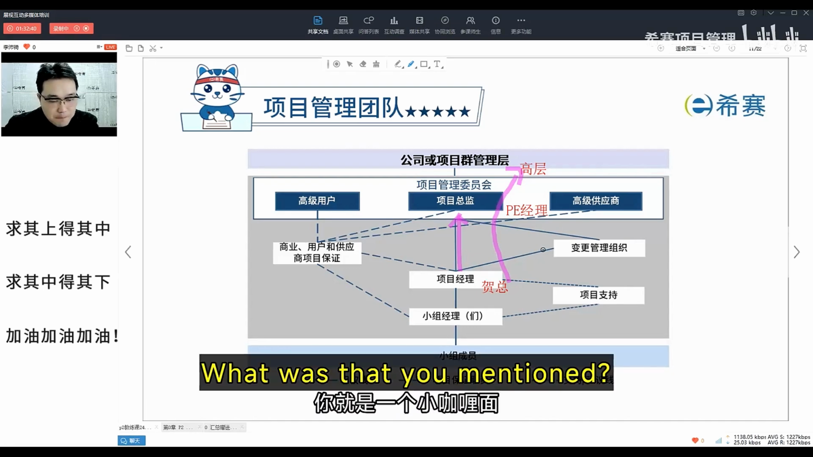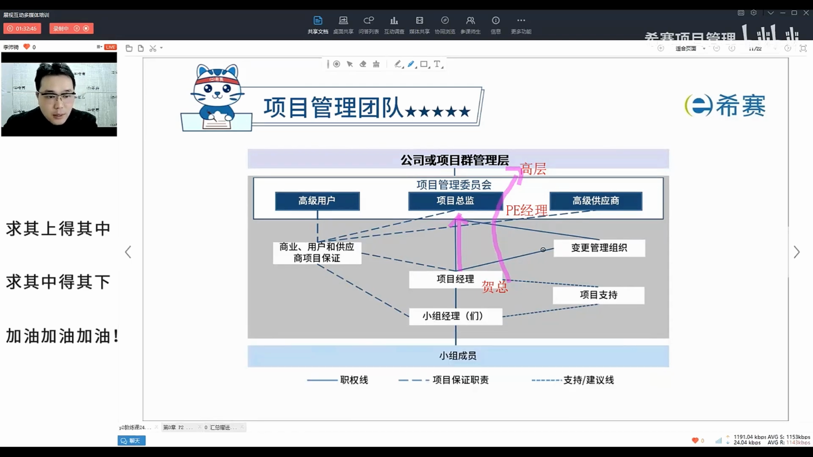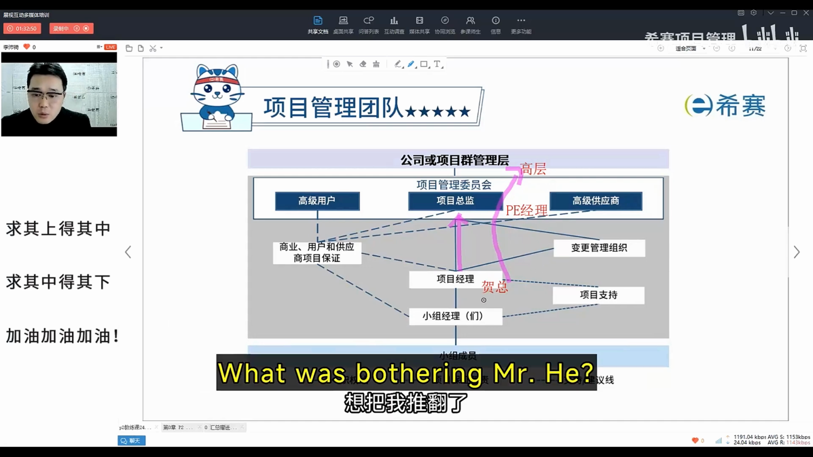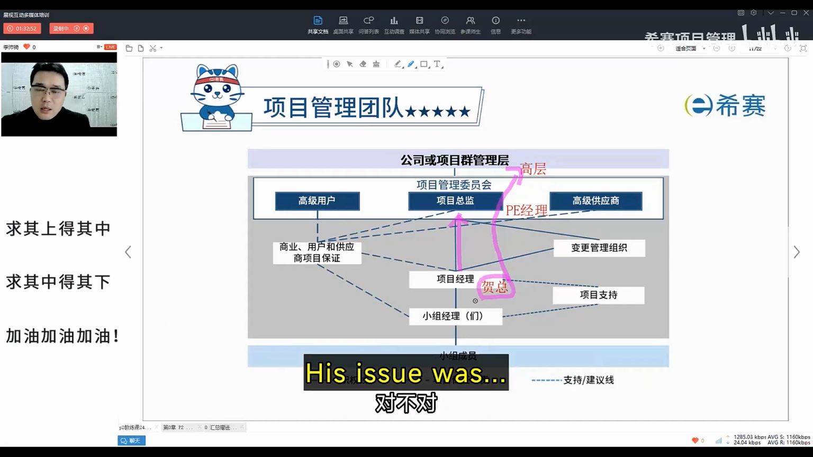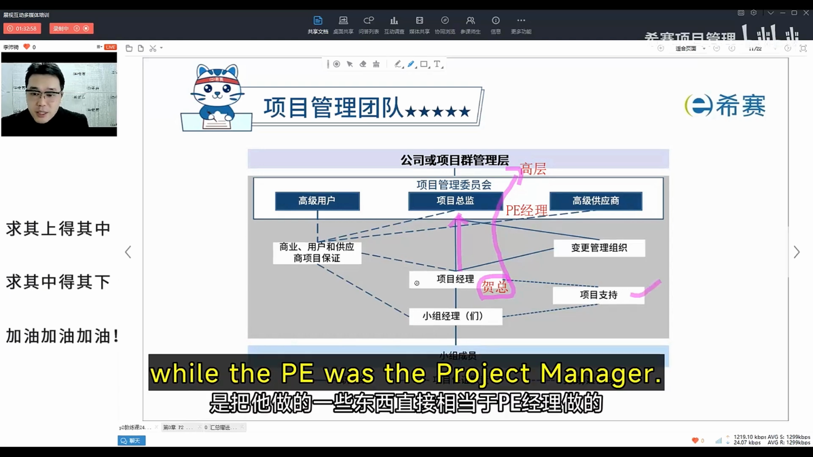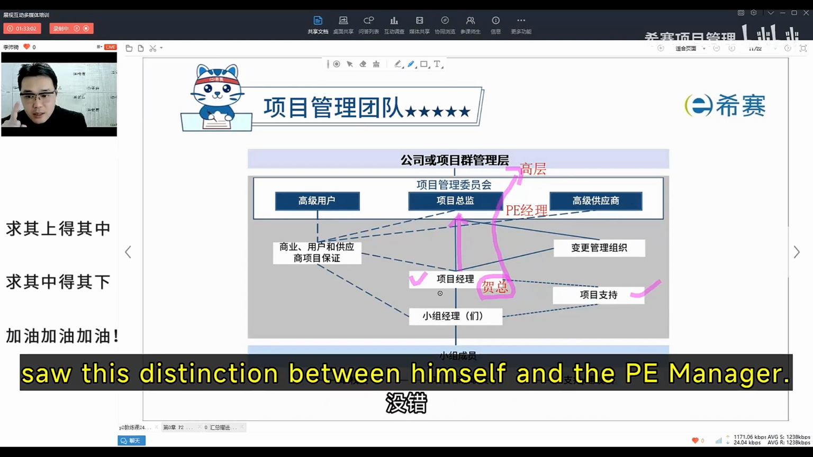What was that you mentioned? His work was essentially equivalent to that of a PE manager. Exactly. That's right. Indeed. What was bothering Mr. He? His issue was, he saw himself as project support, while the PE was the project manager. In his mind, he always saw this distinction between himself and the PE manager.